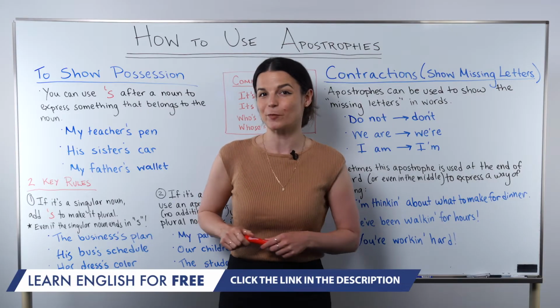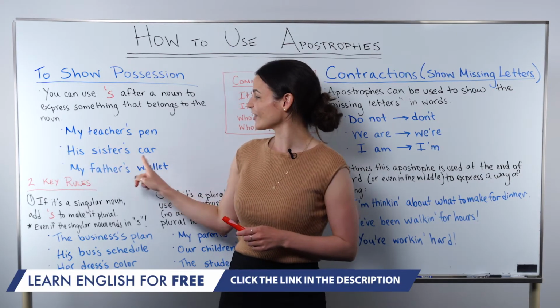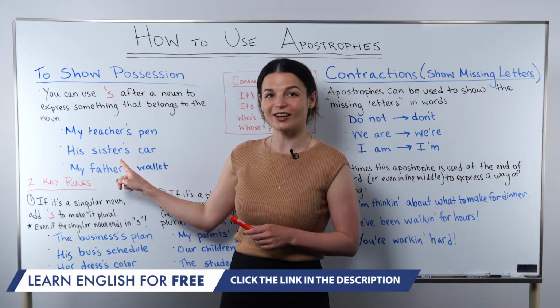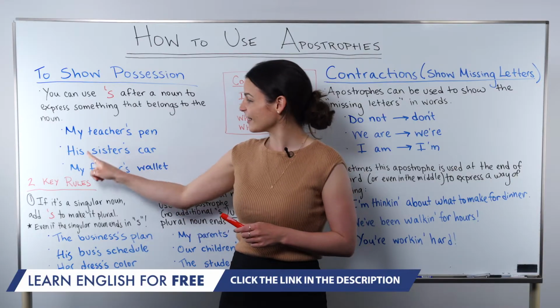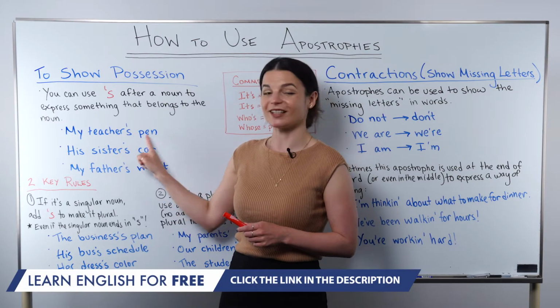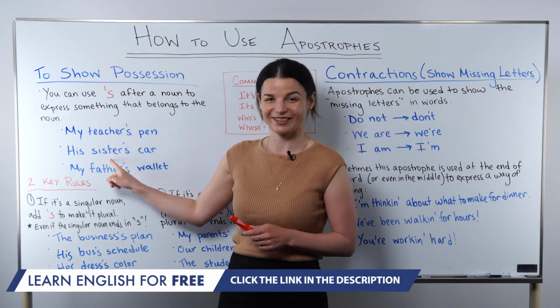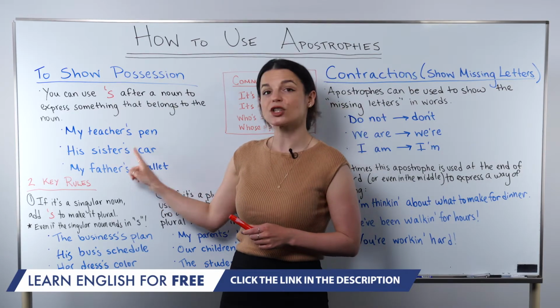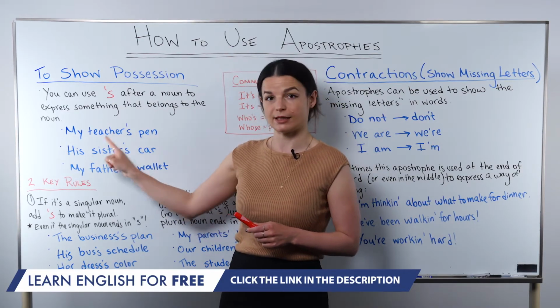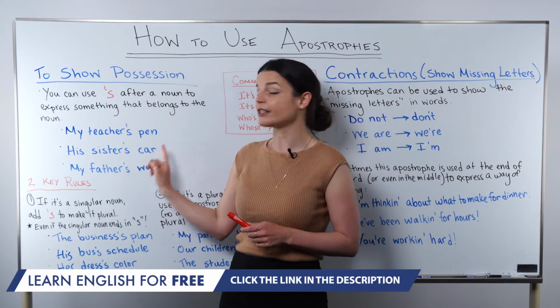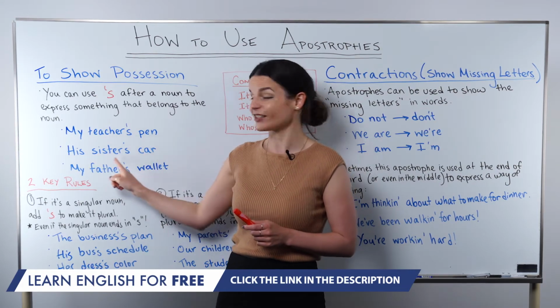Let's look at the next example. His sister's car. In this sentence, sister is the person owning something, or rather, his sister. So again, apostrophe s shows the ownership in this situation. The car is owned by his sister.